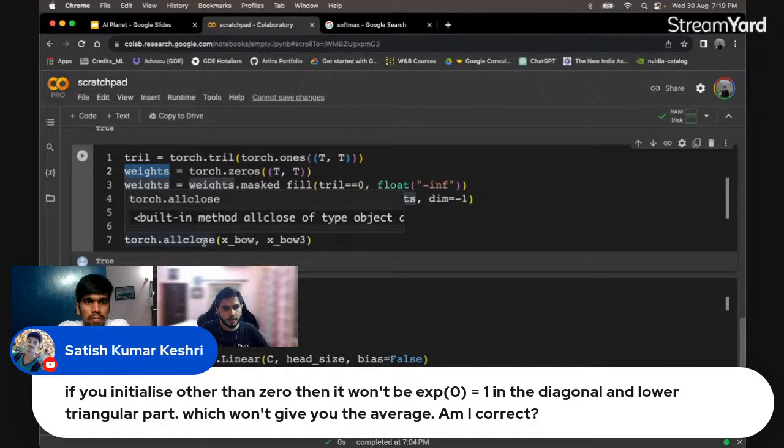If you initialize with anything other than 0, then it won't be exponential. 0 is equal to 1 in the diagonal and lower diagonal part, which won't give you the average. Am I correct? So if you don't start with zeros, yes, and in softmax, that is not something which is going to happen, and you're absolutely correct. So you start with zeros just to get a hang of the average part and not the future tokens. But now I have moved on from initialization of zeros to building the intuition of what these weight matrices do.